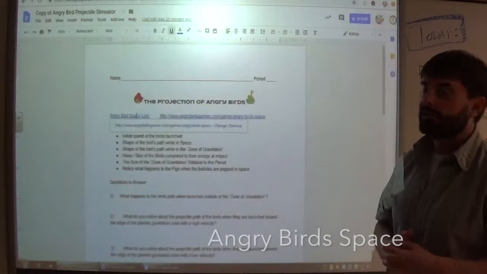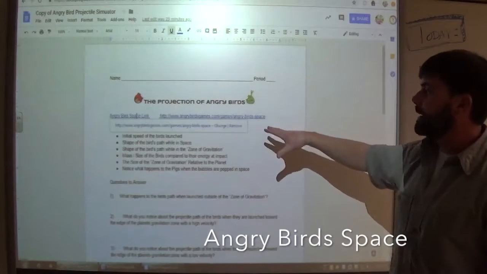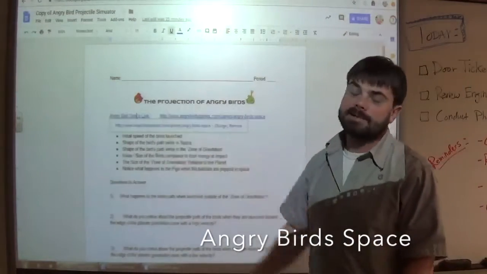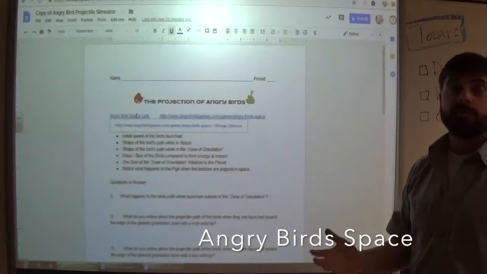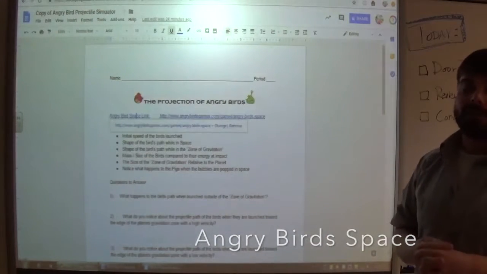So when you go to start the Angry Birds projection assignment, open up the document and make a copy. You will find that there are two different links here. One is a copy and paste, and the other actually has the hyperlink that you can go to for Angry Birds Space. The whole idea here is just for you to explore a little bit about how projectiles work.